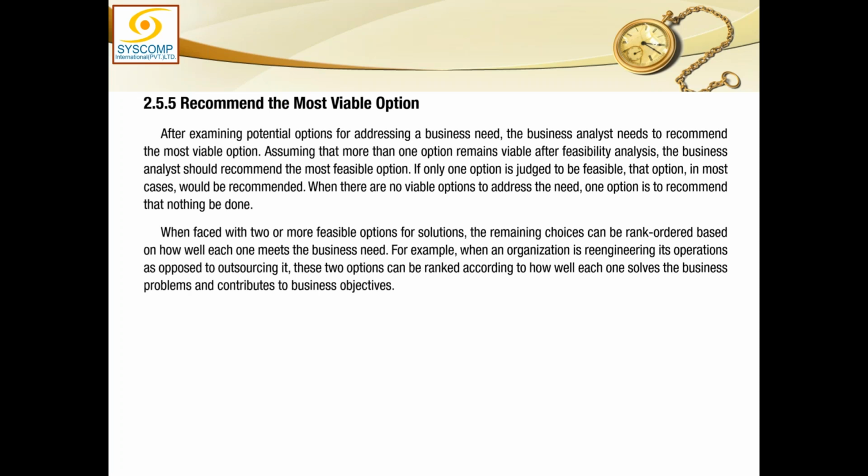When faced with two or more feasible options for solutions, the remaining choices can be ranked, ordered based on how well each one meets the business need. So we have to do some kind of comparison, some kind of weighting has to be allocated so we can find the best out of them. For example, when an organization is re-engineering its operations as opposed to outsourcing it, these two options can be ranked according to how well each one solves the business problem and contributes to the business objective.